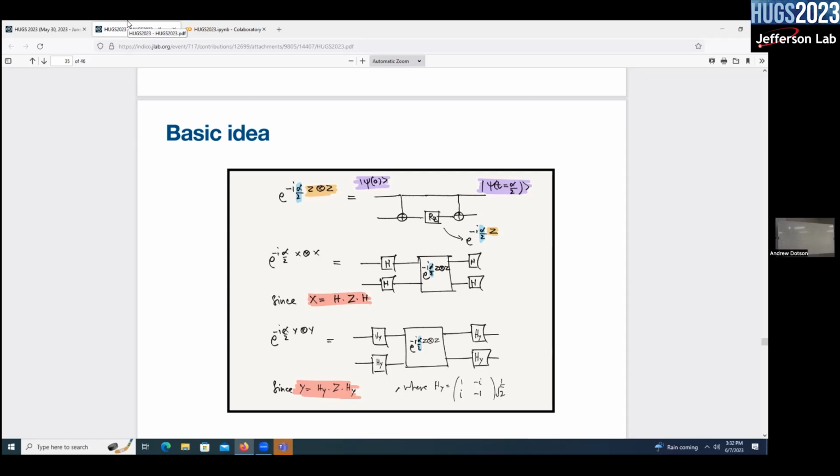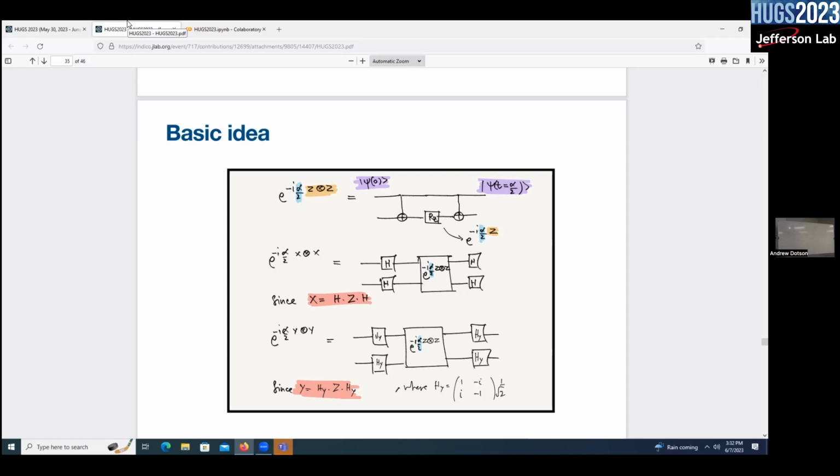you have the middle part, which is shown here, and then you stick in HY on the left, HY on the right, where HY is this matrix. This is the relation between Pauli Y and Pauli Z. So this is how you can very naively do time evolution of a quantum circuit. But this is very complicated.